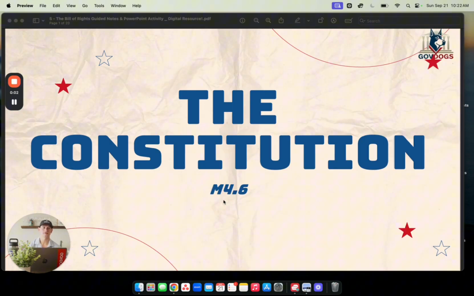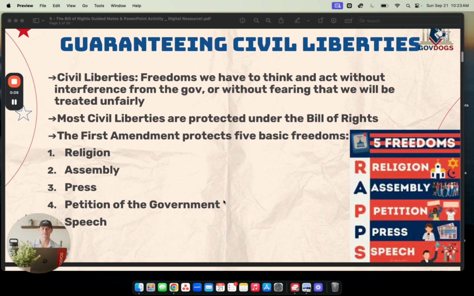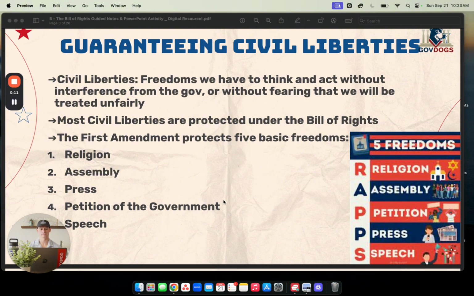Okay, so let's get into the first 10 amendments to the U.S. Constitution, known as the Bill of Rights. So the First Amendment guarantees civil liberties, all right? So when you think of the First Amendment, I want you to think of RAPS: religion, assembly, petition, press, and speech. Those are your 5 protections under the First Amendment. So what are civil liberties?